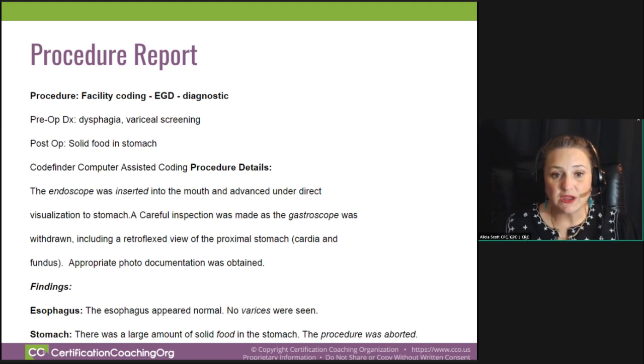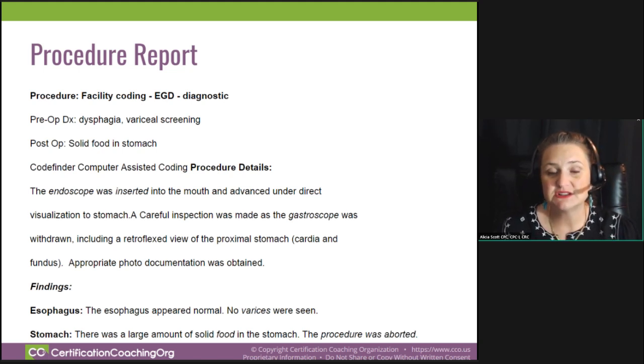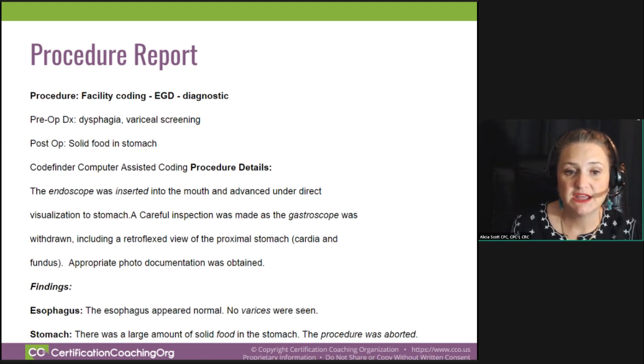So why did they go in? Why do they want to see what's going on? Because the patient has dysphagia and a variceal screening. Now, a variceal screening is like looking to see if there are varicose veins in the stomach, ultimately, when you break that down. Okay, then the post-op, they stated solid food in the stomach.